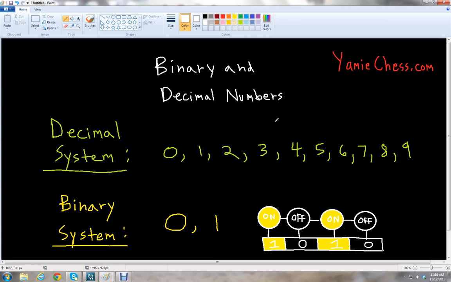Yamie Chess is the math learning aid based on classic chess that helps students in math and science education for school. In this lesson, we will learn about binary and decimal numbers.